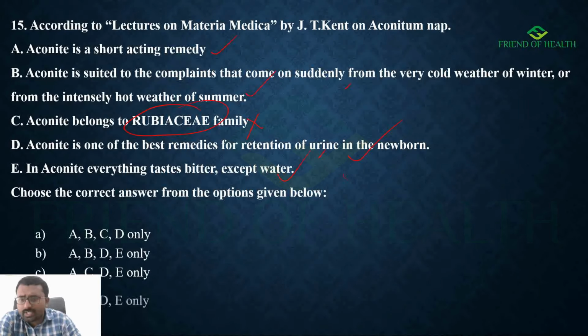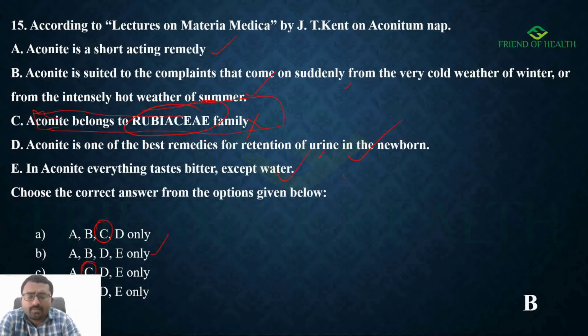In every option, there is C. A, B, C, D; A, C, D, E; B, C, D, E, which is wrong. We are very sure it is not Rubiaceae family. It is Ranunculaceae family, and we are going for this blindly. Even though we are not sure about the E, D, and B, we are going for it. Okay, but still, we are correct.